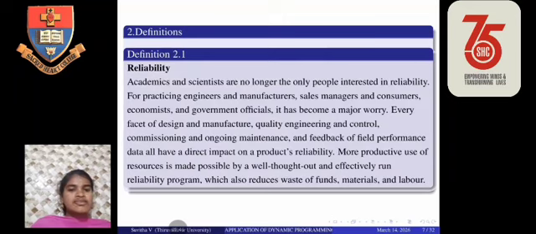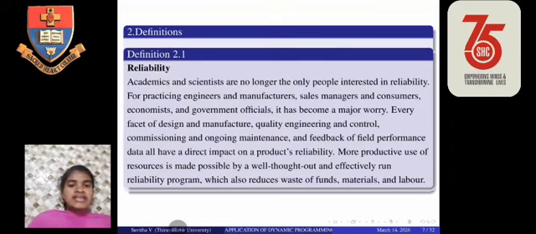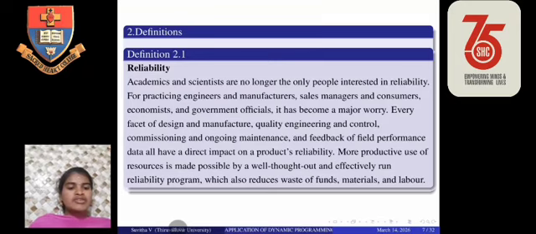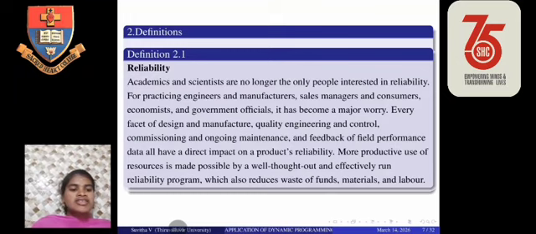Chapter 2 focuses on the basic definitions and the formulation of the dynamic programming problem applied to a reliability model. Important terms and concepts related to reliability analysis are clearly defined. The chapter also explains how dynamic programming can be used to model reliability problems by breaking them into smaller subproblems and solving them step by step. The formulation presented in this chapter forms the theoretical foundation for the analysis carried out later in the project.